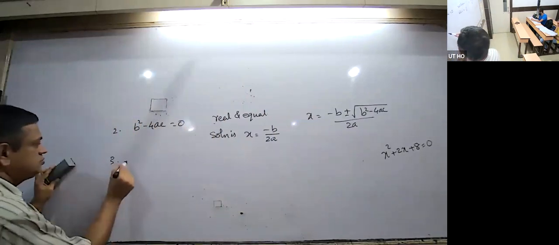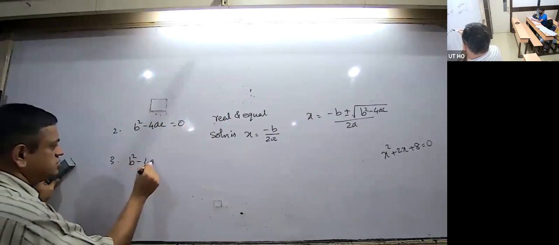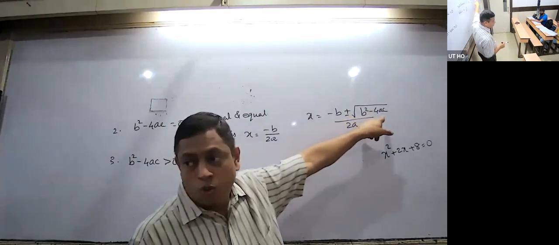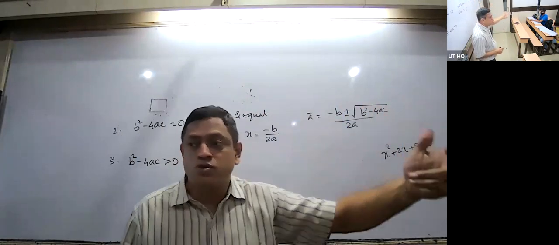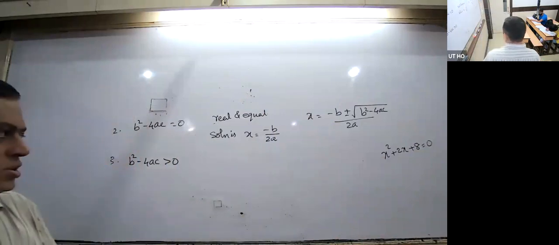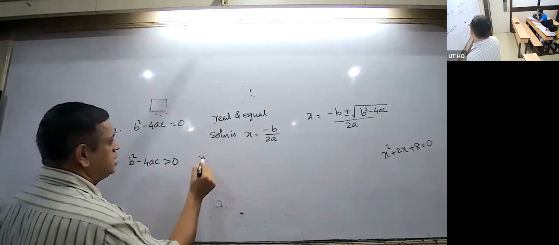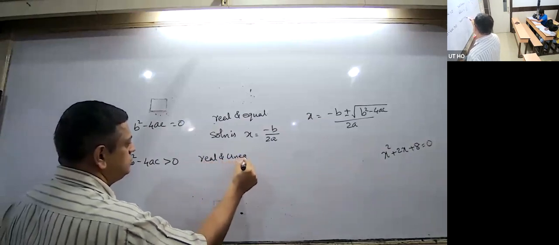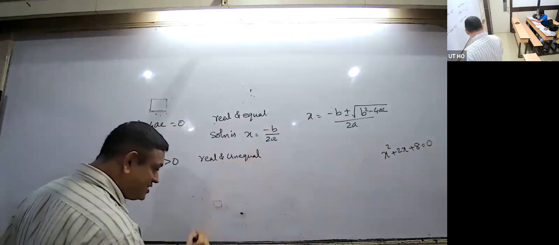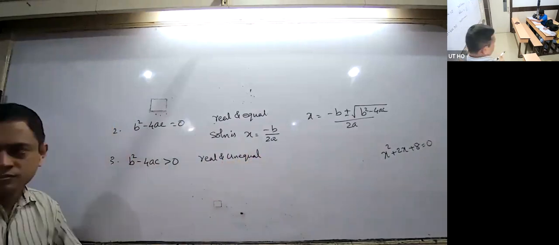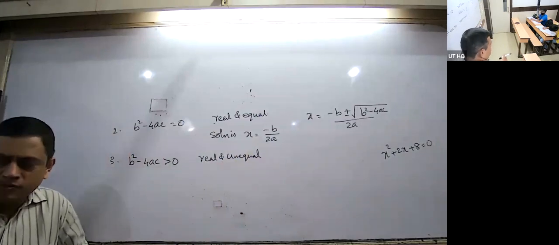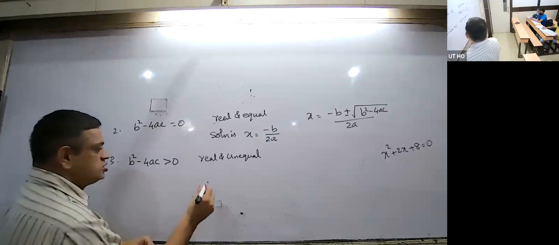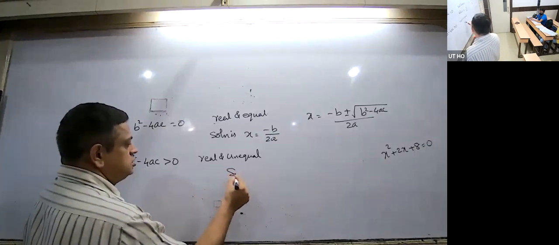Third, if b square minus 4ac is greater than 0, then what will you get? With plus or minus, you will get two values. Therefore, the roots are real and unequal. Unequal means distinct, different. Distinct is a common word, you will see it in a lot of places. Distinct roots, unequal roots. And what will be the solution?